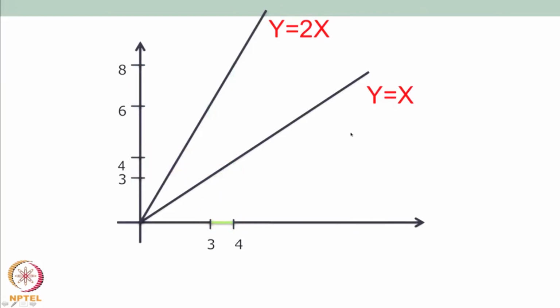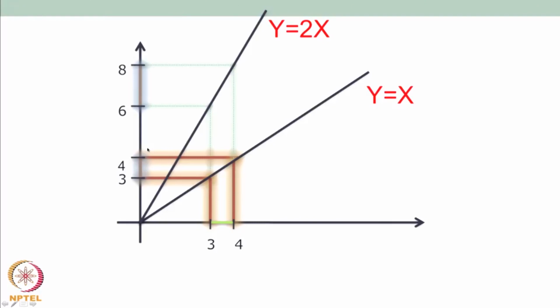I want you to understand this, for which I will play it once more. I take two x values, 3 and 4. The corresponding y values for the y is equal to 2x curve are 6 and 8. But for the same delta x, the corresponding y values for the y is equal to x curve are 3 and 4. And therefore, the delta y by delta x will be very different, and I want you to think about this.